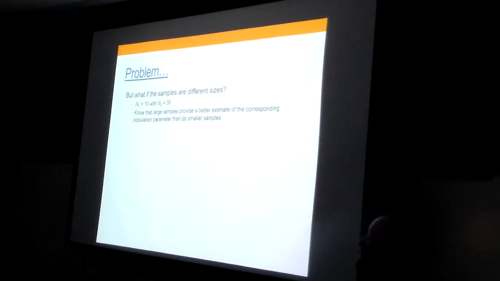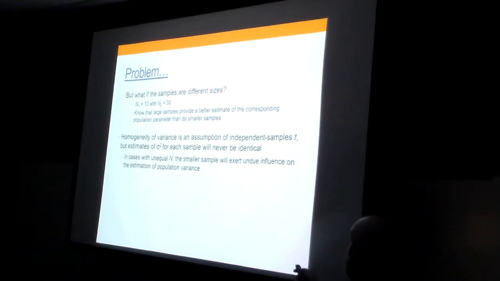Because the assumption is that the population variance is equal, right? I know my variances will differ a little bit, but what I want to do is weight the more accurate estimate more than the less accurate estimate, right?